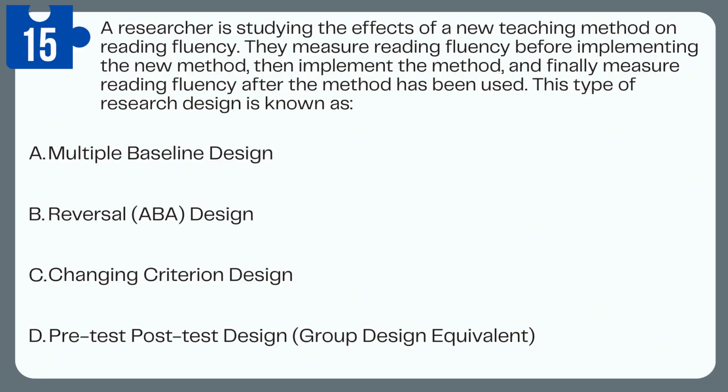Question 15. A researcher is studying the effects of a new teaching method on reading fluency. They measure reading fluency before implementing the new method, then implement the method, and finally measure reading fluency after the method has been used. This type of research design is known as A. Multiple baseline design. B. Reversal, ABAB, design. C. Changing criterion design. D. Pre-test post-test design, group design equivalent.